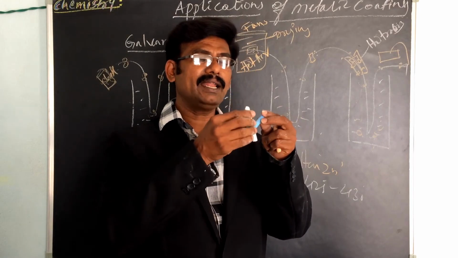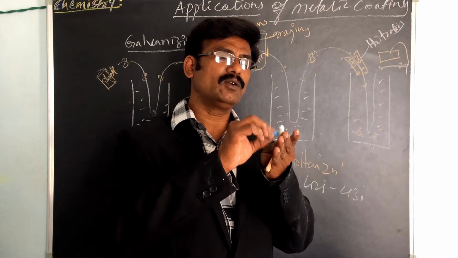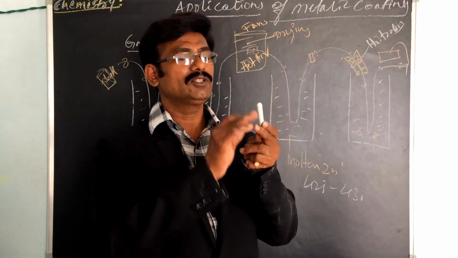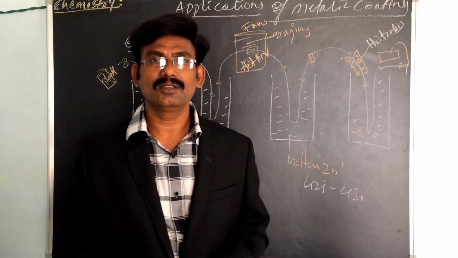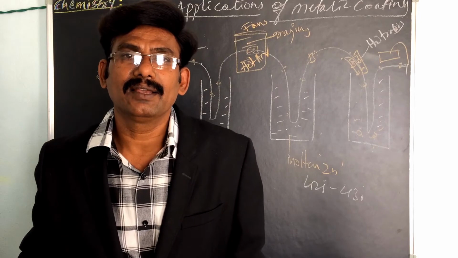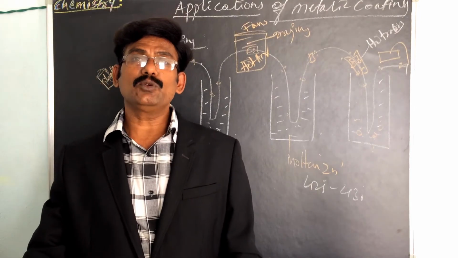So what happened? The iron is coated by zinc. The zinc coating is there. So iron metal is coated by the zinc. So this is about galvanizing. Okay, so what is the use of galvanizing?